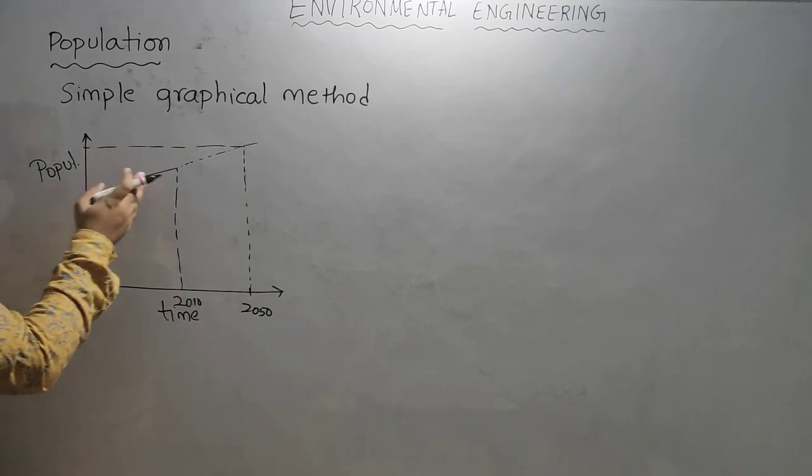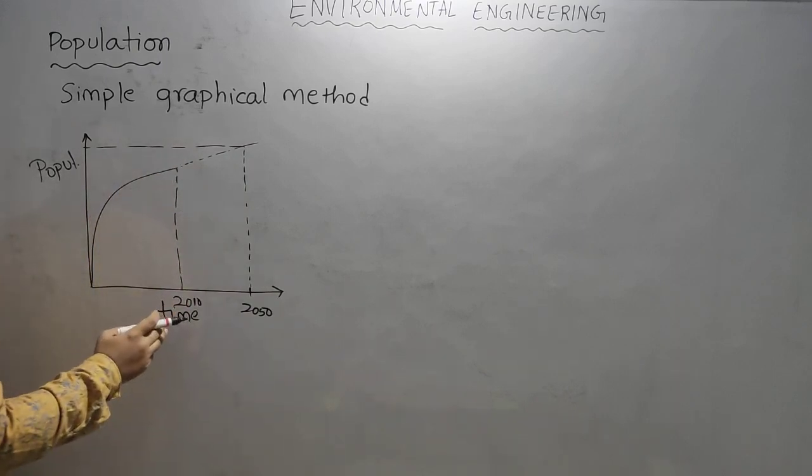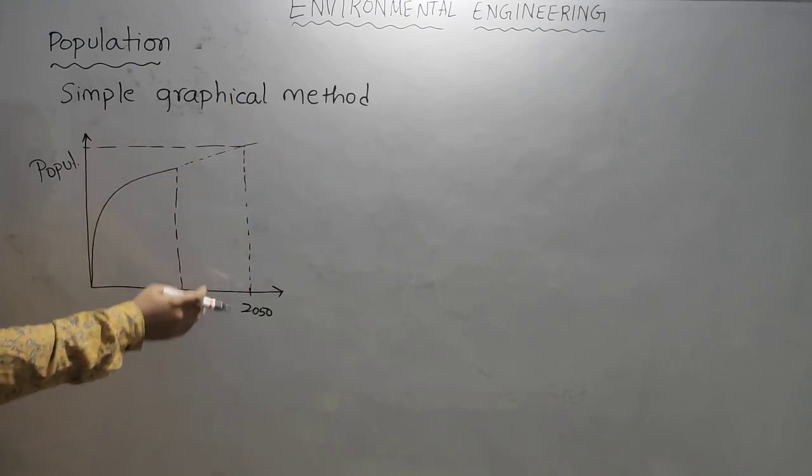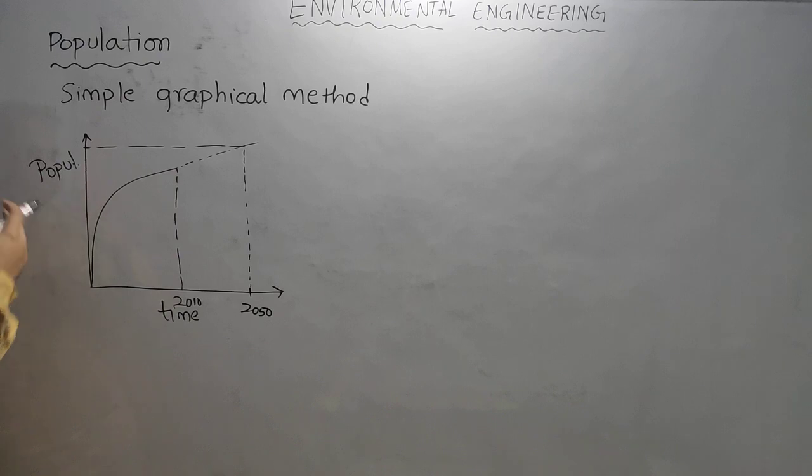Whatever graph we have up to the present data, we will extend that graph and draw projections onto the x and y axes. You will get the population. So this is one method, the simple graphical method. It is simply extrapolation based on the previous data.